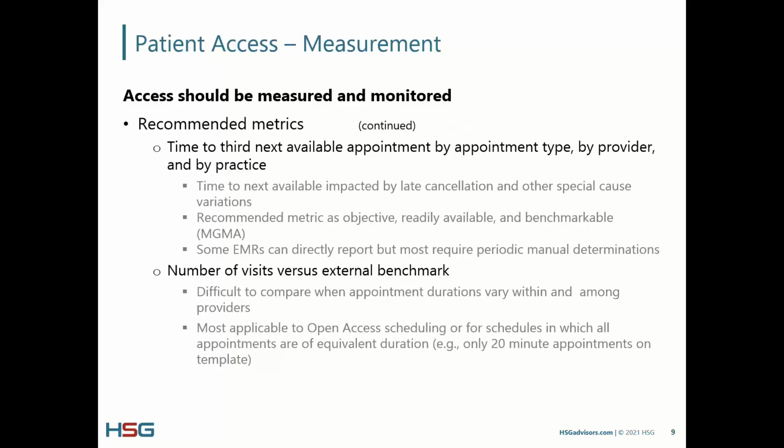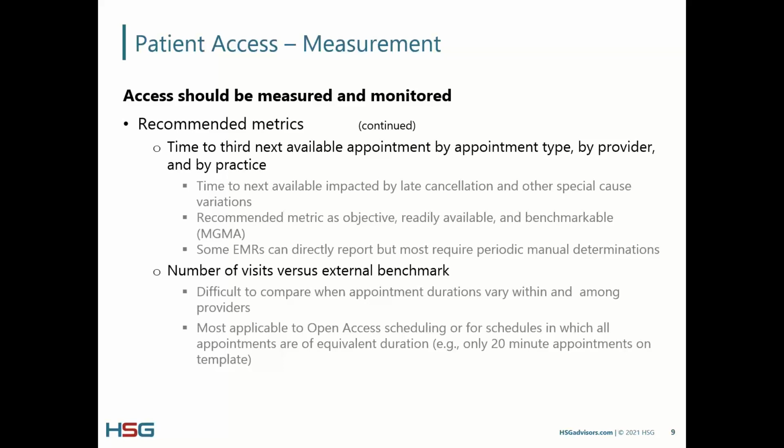Other metrics include time to the third next available appointment by appointment type, by provider, and by practice. This has become a well-recognized, recommended metric as it's objective, readily available, and benchmarkable. MGMA has benchmarks by specialty, for example. If we only go to the time to the next available appointment by type, provider, or practice, that can be impacted by late cancellations or other special cause variations, and really does not represent the access that's reliably present in the office or the system.